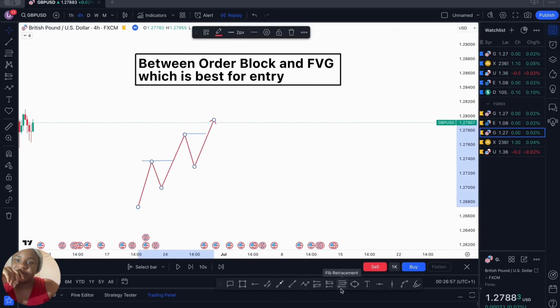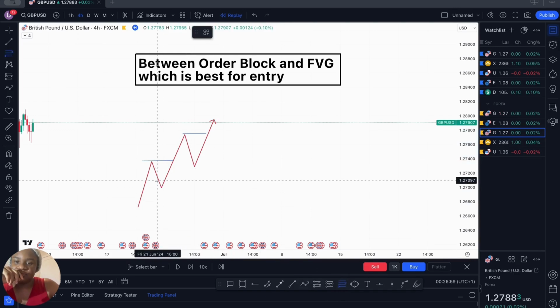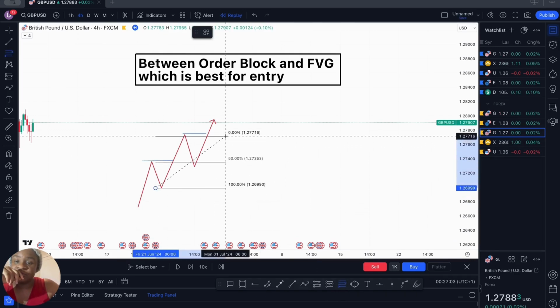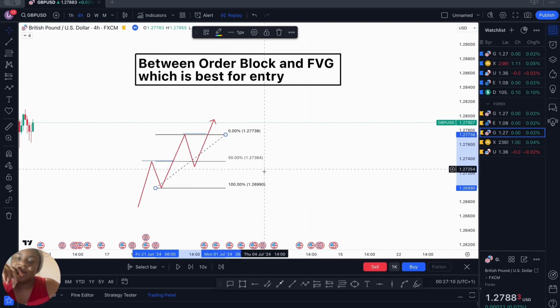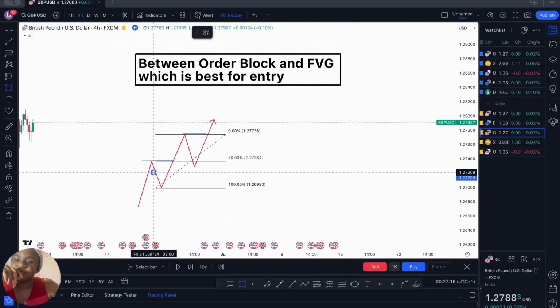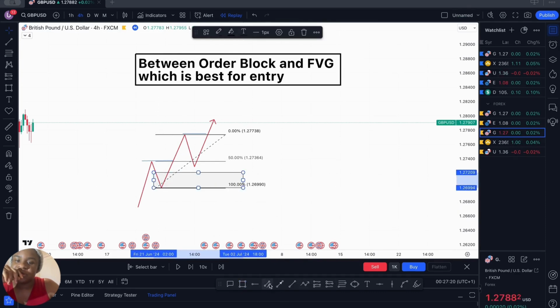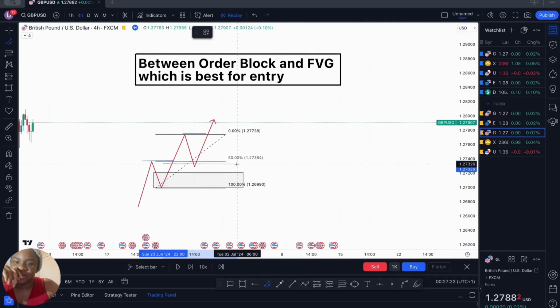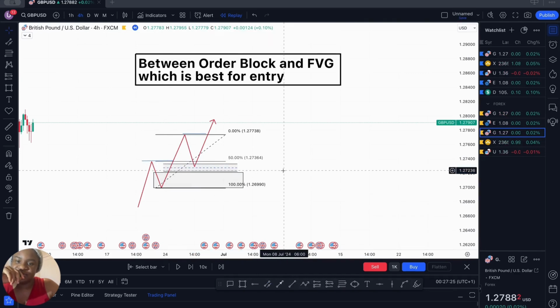The third point that we take note of is our Fibonacci. We take it from what? We take it from the low to the high for a buy momentum, and this is for a sell momentum. We take it from the high to the low. Now, majority of the time in this below 50%, because it's a buy, we'll be looking at what? We'll be looking at the last bearish candle here, which is the order block, and we'll be looking at the fair value gap around here for market entry.